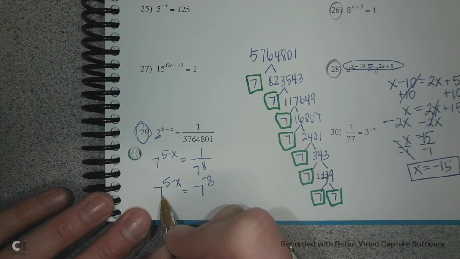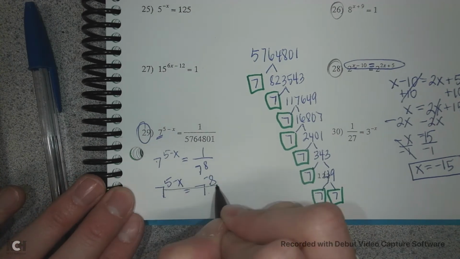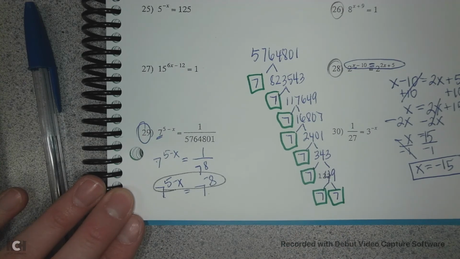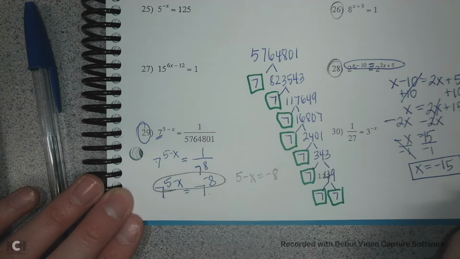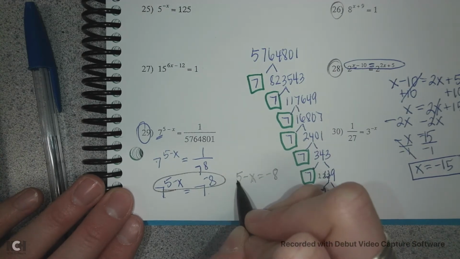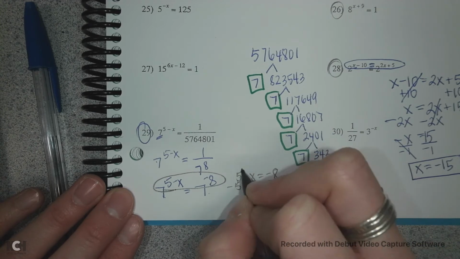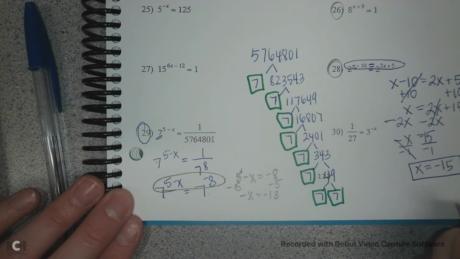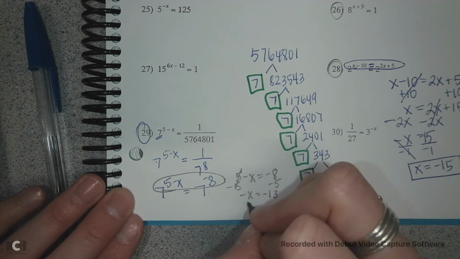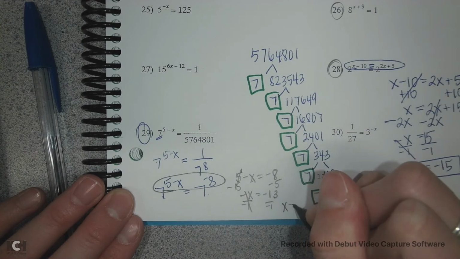Okay, so now, since my bases are 100% the same, I'm going to just look at my exponents. We're going to solve. So I've got 5 minus x equals negative 8. We're trying to get the x by itself, so we want to take away 5, do the opposite of the positive 5 that's already there. Now I have negative x equals negative 13. Okay, then we want to get the x by itself, so we're going to divide each side by negative 1, and x equals 13.